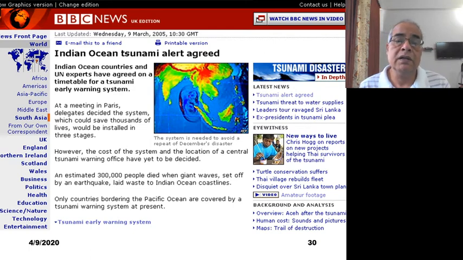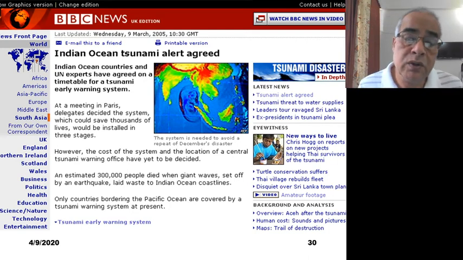Then the Government of India contacted the neighboring countries, and you will be happy to know that by 9th of March 2005 different countries came together, and in 2007-8 India was able to put in place the tsunami warning system. So now we have the tsunami warning system, if there is going to be a tsunami, and the tsunami warning system is doing excellent in India.